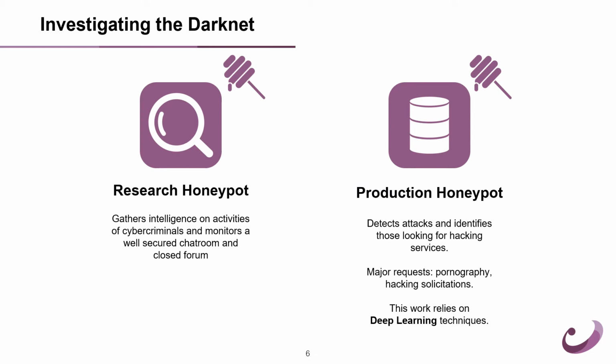In a previous work, we have implemented and monitored two different kinds of honeypots in the dark web. The first honeypot consisted of a research honeypot, which is set to gather intelligence on activities of cybercriminals and to monitor a well-secured chat room and closed forum. On the other hand, the second honeypot was a production honeypot set to detect attacks and to know who is looking for hacking services while knowing their purpose.